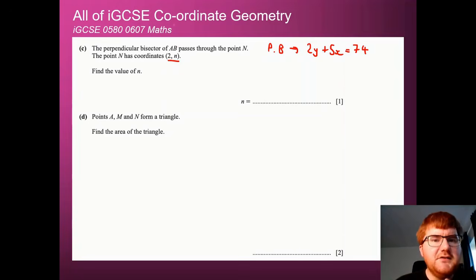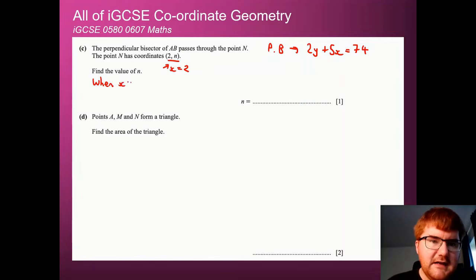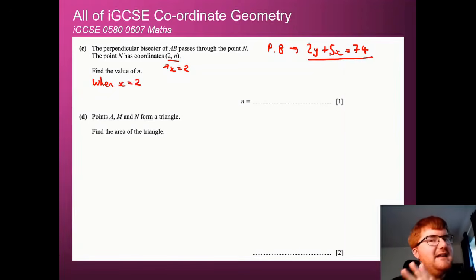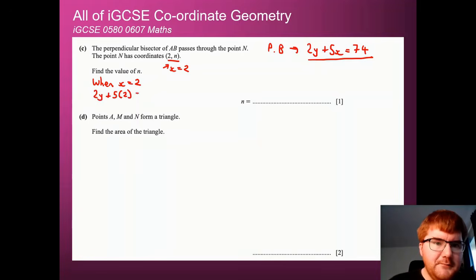So we're given the x-coordinate here. So we're told the x-coordinate, and it wants us to work out the y-coordinate. So when x is equal to 2, we're going to copy out what we've just done. Wherever we see an x, we're going to put a 2 and then solve. So we get 2y plus 5 lots of 2 equal to 74. And then we just need to work through the algebra. So we have 2y plus, well, 5 times 2 is 10, is equal to 74.